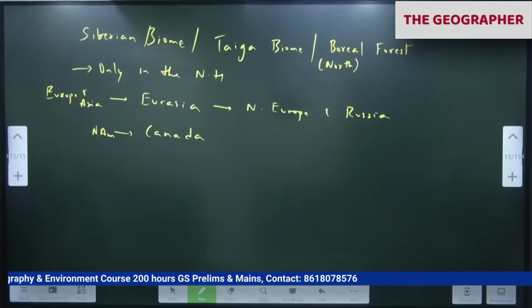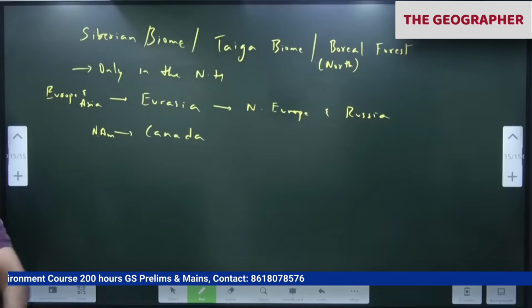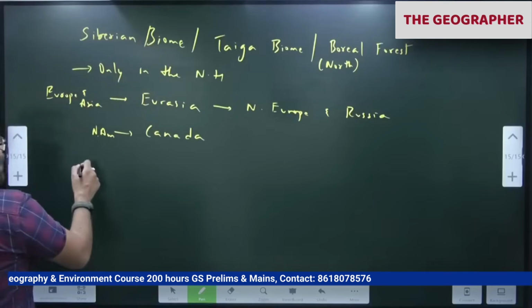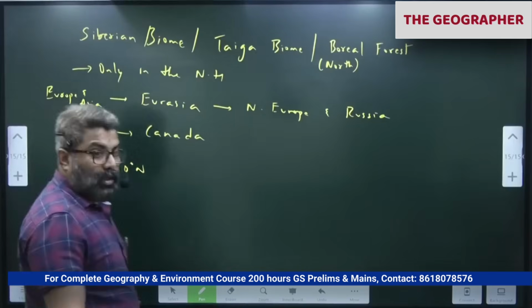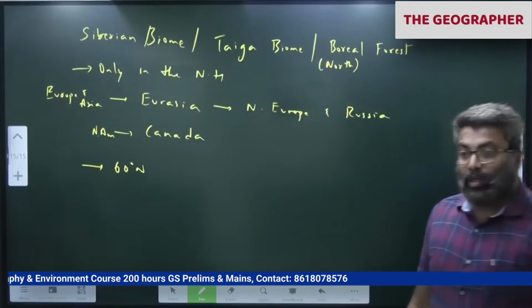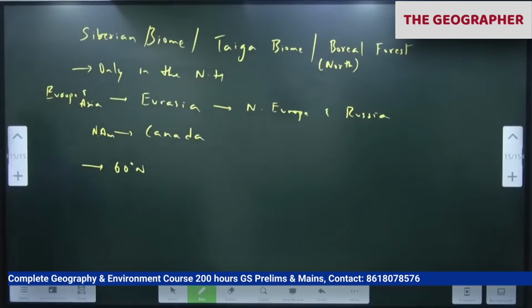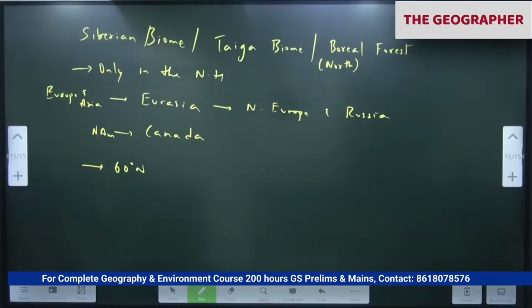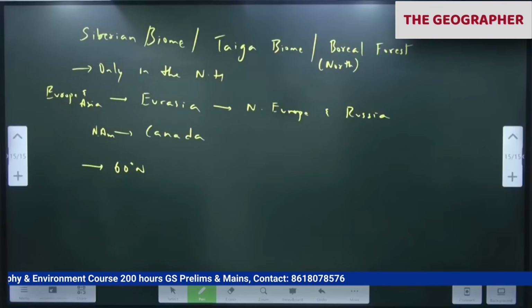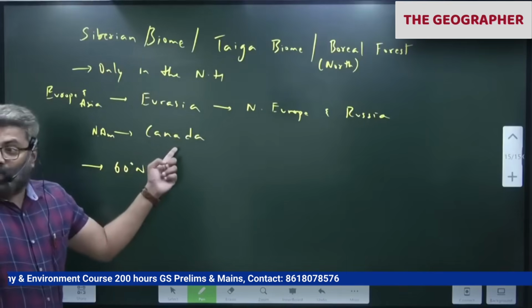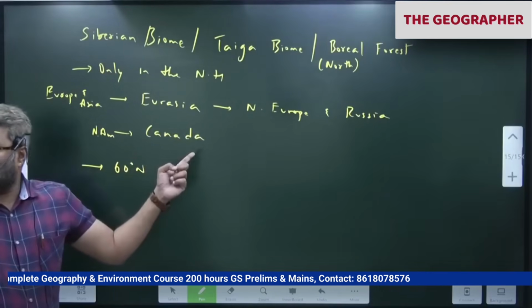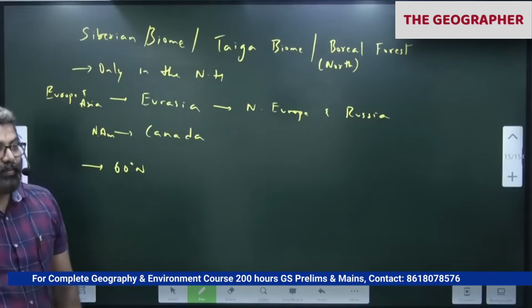Siberian biome. This is considered to be one of the largest biomes in the world because we have more land in the north. Notice that most of the land is in this belt only, the 60-degree north belt, on either side of 60-degree north. If you notice the world map, 60-degree north has the largest land area in the entire world. Because we have Alaska, Canada, then Europe and Russia. That is the reason Russia and Canada have the largest area-wise forest cover. Which country has the largest forest? Russia. Second is Canada.